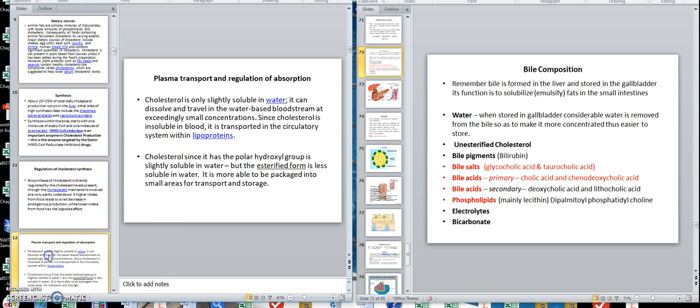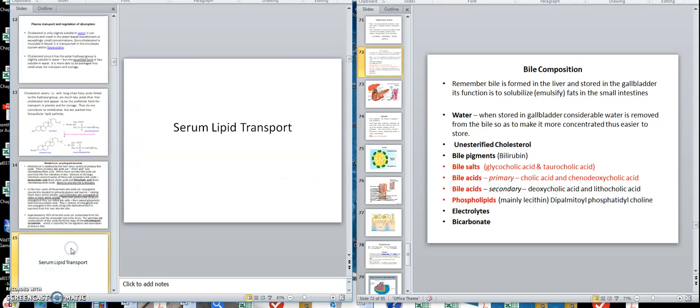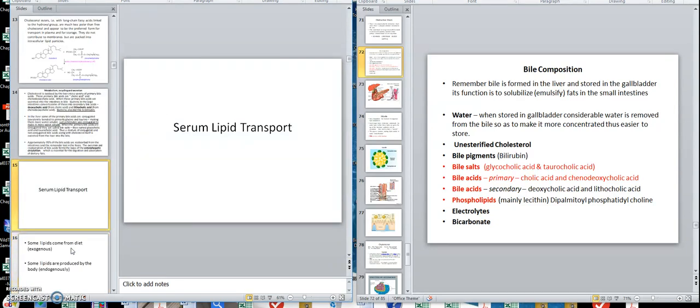Okay. I'm going to go now to what carries lipids in the blood. What carries lipids in the blood are something called lipoproteins. And a lipoprotein is a molecule that's part lipid and part protein. A molecule that's part lipid and part protein. Okay. So we come here. So serum lipid transport. Okay.